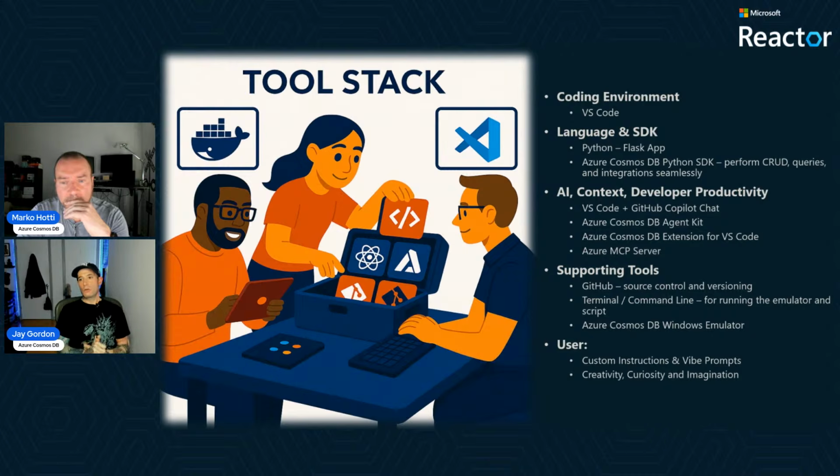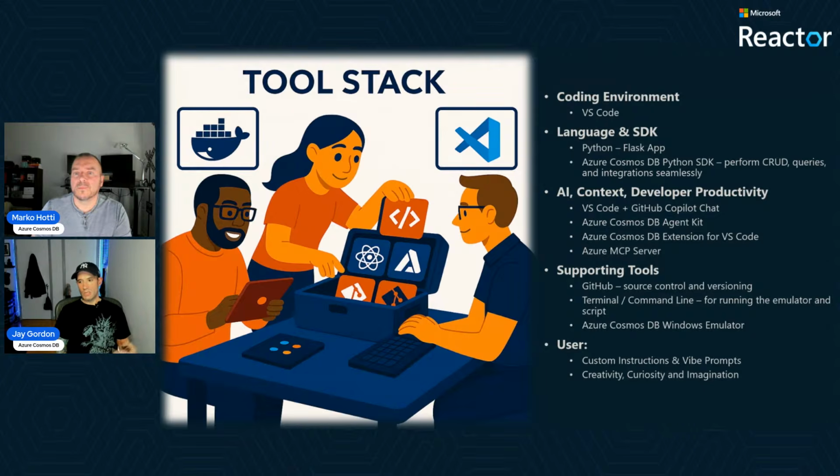We're going to use VS Code. We're going to build a Python Flask app. We're going to use the Azure Cosmos DB SDK for CRUD, queries, integrations, all those things. Hopefully, seamlessly, it'll work. We'll be using VS Code with GitHub Copilot Chat, the Cosmos DB Agent Kit, which I'll talk a little more about in a second. We're going to use the Azure Cosmos DB extension for VS Code, so we can actually navigate what's in our database. We'll get to that. Azure MCP Server adds more context.